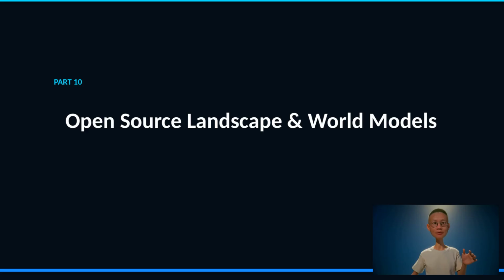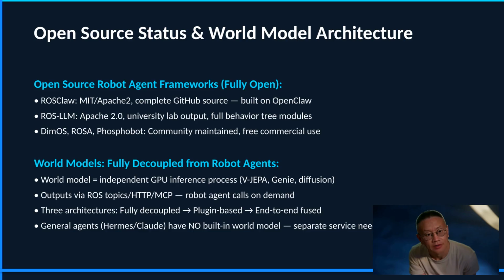Part 10, Open Source Landscape and World Model Architecture. ROS Claw and ROS LLM are fully open source with MIT and Apache licenses. World models are independent services decoupled from robot agents, deployable as separate GPU inference processes.